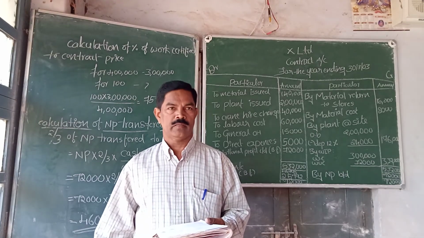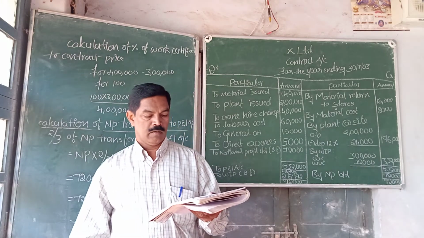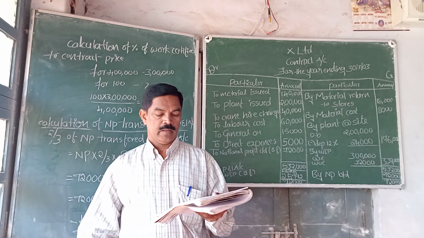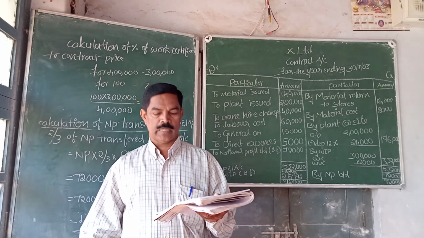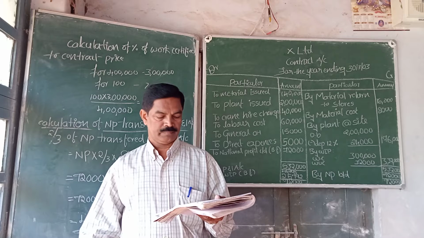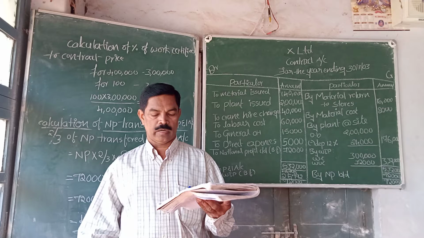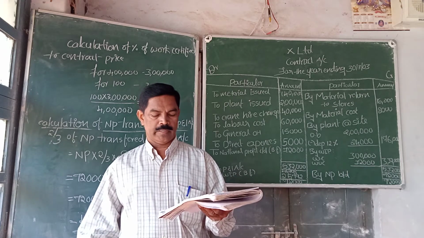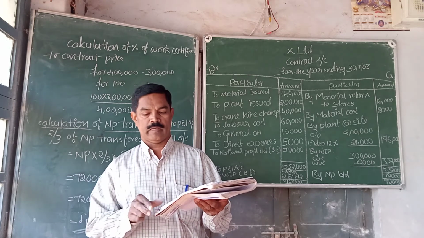So problem number 8. See the problem. Construction Company Limited supplies the following information relating to contracts X and Y. The construction company has two contracts, X and Y, for the year ending 31st March 2003. Particulars, X and Y. Contract price: X 4 lakh, Y 1,10,000. Material issued: X 1,40,000, Y 30,000.